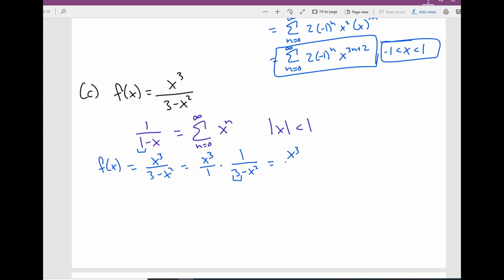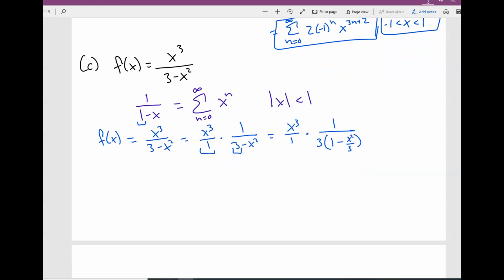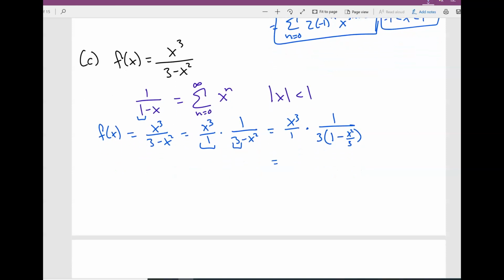So we have x cubed over 1, so nothing's going to happen to it. 1 over, let me factor out a 3. So I'm going to factor out a 3. Now this turns into a 1, but this is not going to turn into an x squared over 3 because I divided that thing by 3. Now I can put the 3 on the outside, so x cubed over 3 times 1 over 1 minus x squared over 3.